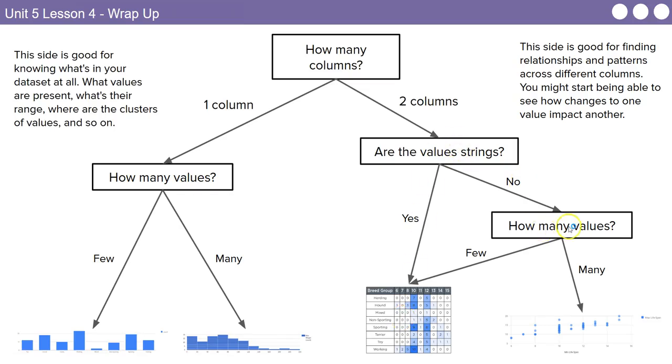If they're not strings, you're looking at how many values. So if it's not strings and there's only a few values, you're still going to do a crosstab, but if there's a lot of values, you're going to go to a scatter plot. So I would definitely take a look at this, kind of memorize this. It'll help you with some of the AP questions.